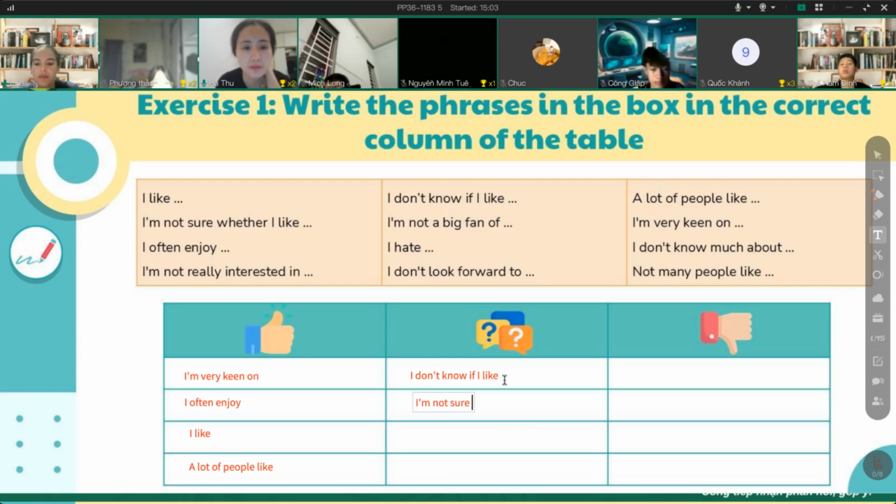Next. Don't look forward to. I'm struggling to hear you. Say again, please. I don't look forward to. Can you hear me? I don't look forward to. Yes, I heard you. Forward to.